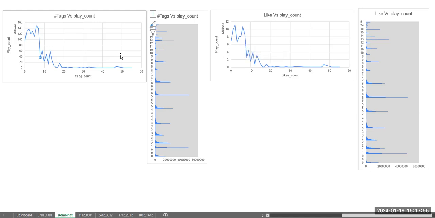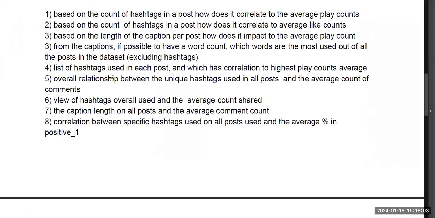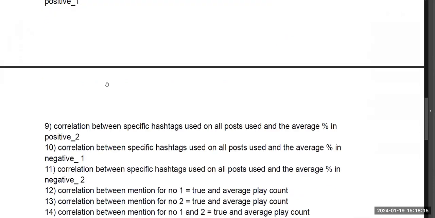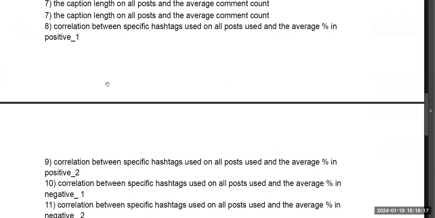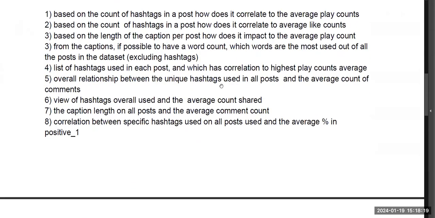So these are the two charts. If they make sense, please let me know so that we can define the other things. We can move to the third one, based on the length of the caption per post, and how it may impact the average play count. We can discuss all the others if you have any other questions, because there are a lot, and I don't want to spend time on it if it is not making sense.